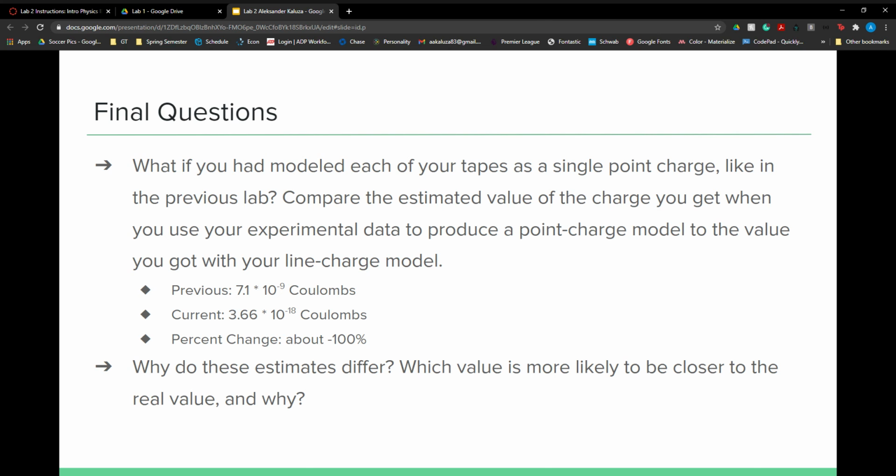because we are not assuming that all the charge is located on one spot of a 20 centimeter long tape. We're able to divide it, see maybe how it's distributed a little bit, and come to a more accurate result. And that's why this lab, I feel, gives us a closer result to the real value of the charge.